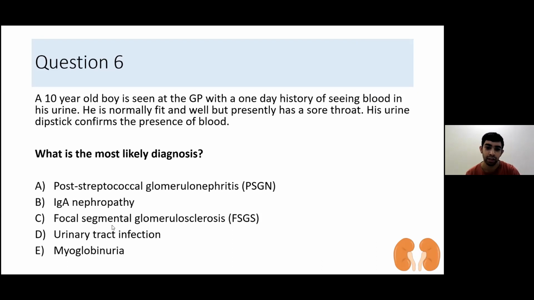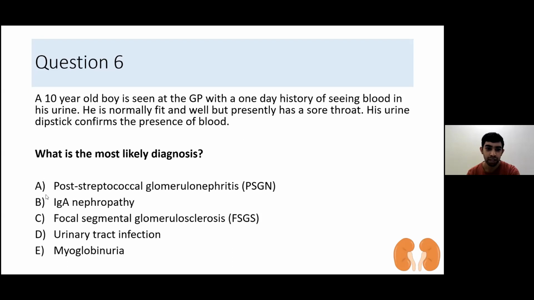FSGS, focal segmental glomerulosclerosis, you typically see a degree of proteinuria with that and potentially some blood. But because there is purely the presence of blood on this urine dipstick, FSGS is unlikely. With a UTI, we'd expect to see leukocytes and nitrites on the urine dipstick. And with myoglobinuria, that could cause a false positive. However, given the patient's history, there's nothing to indicate some form of muscle damage or him being very unwell. So C, D, and E are unlikely.